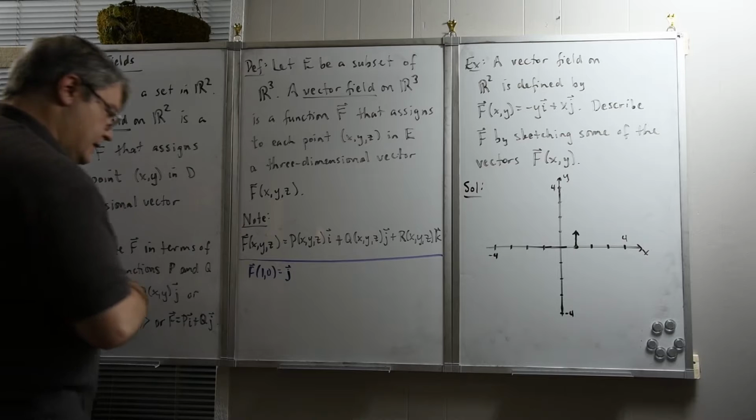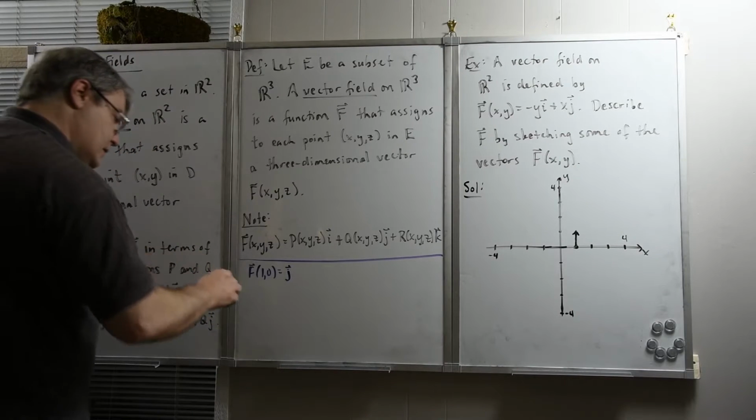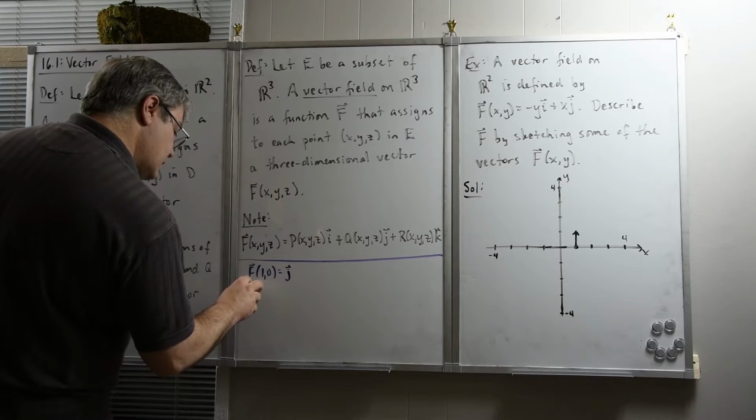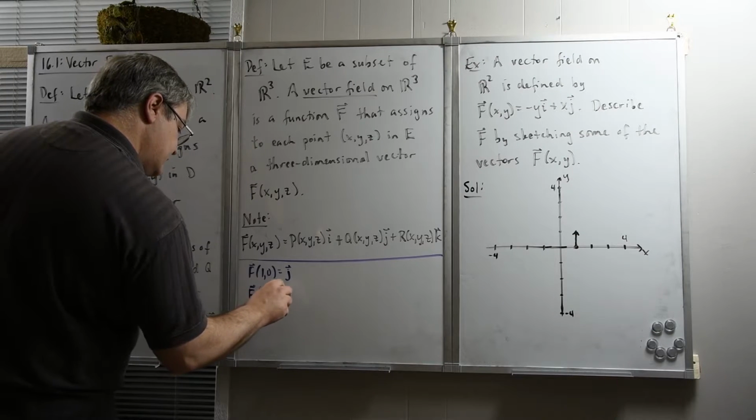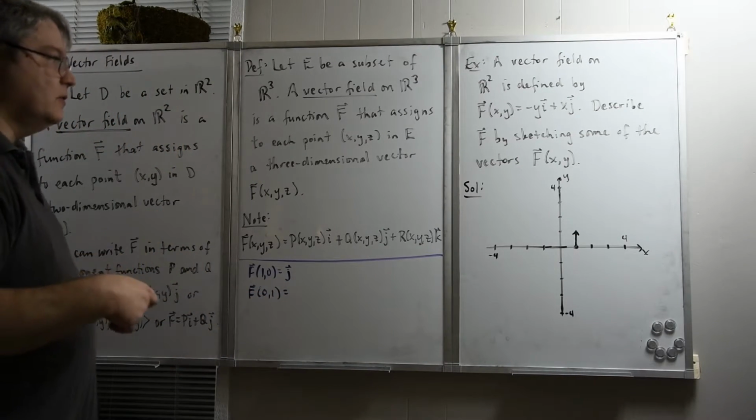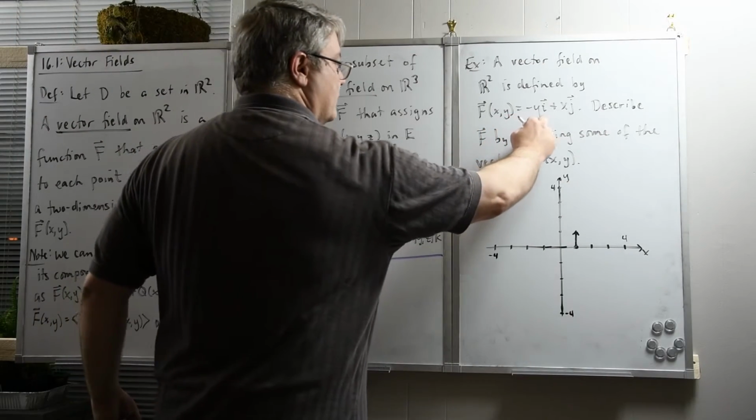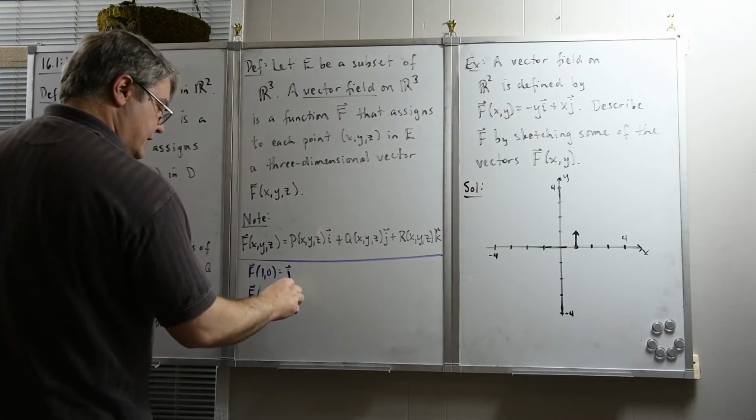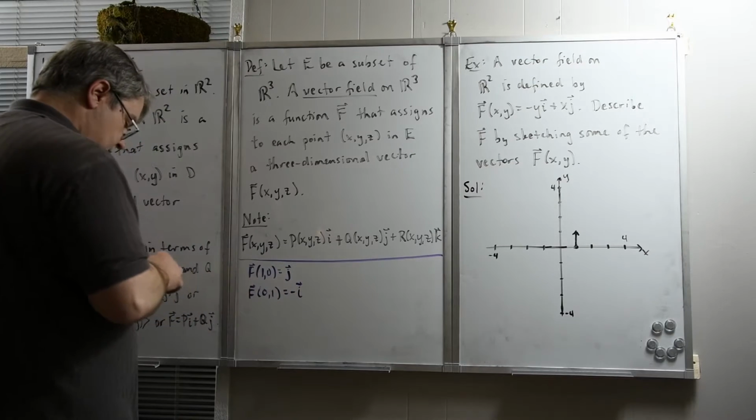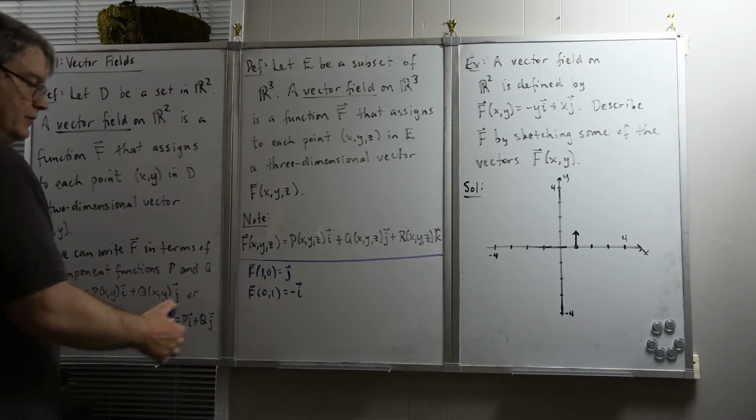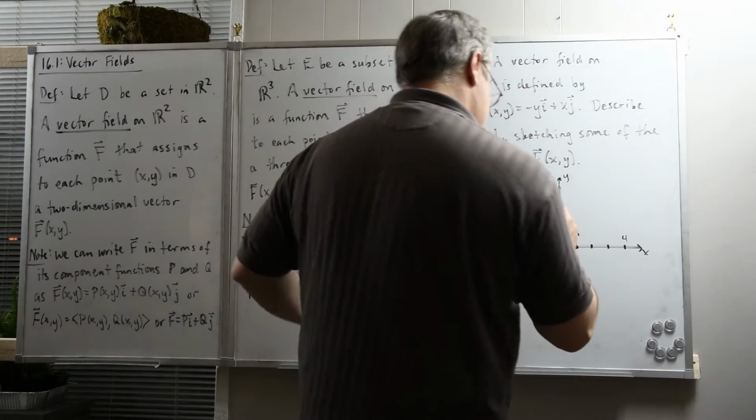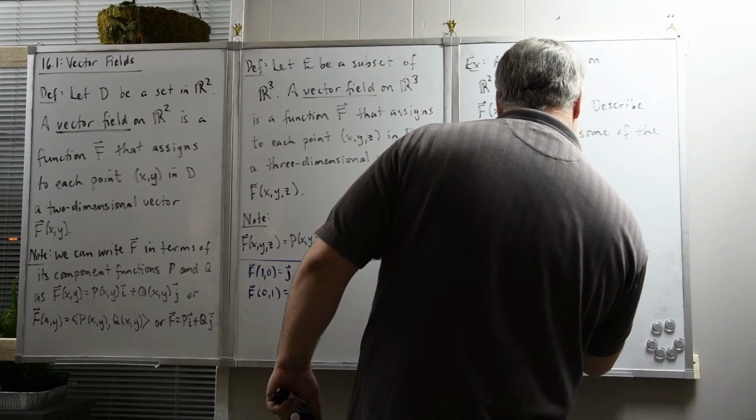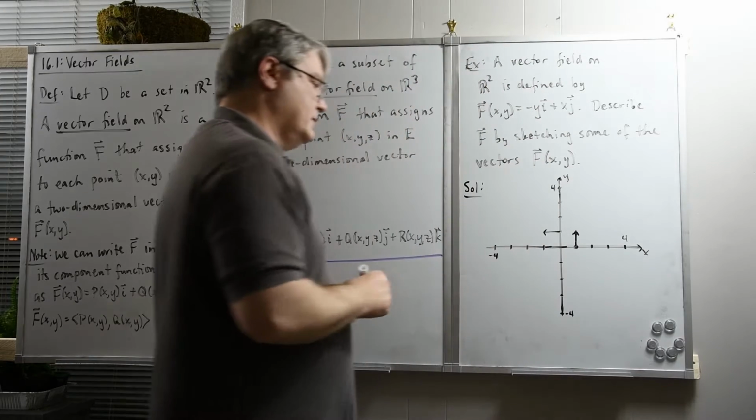Now let's take a look at other points. So maybe we're at the point 0, 1. So x is 0, y is 1. We have -1i plus 0j, that's -i. So we would draw the vector so that the initial point is at 0, 1, and we would draw the vector -i. So that's what it would look like.